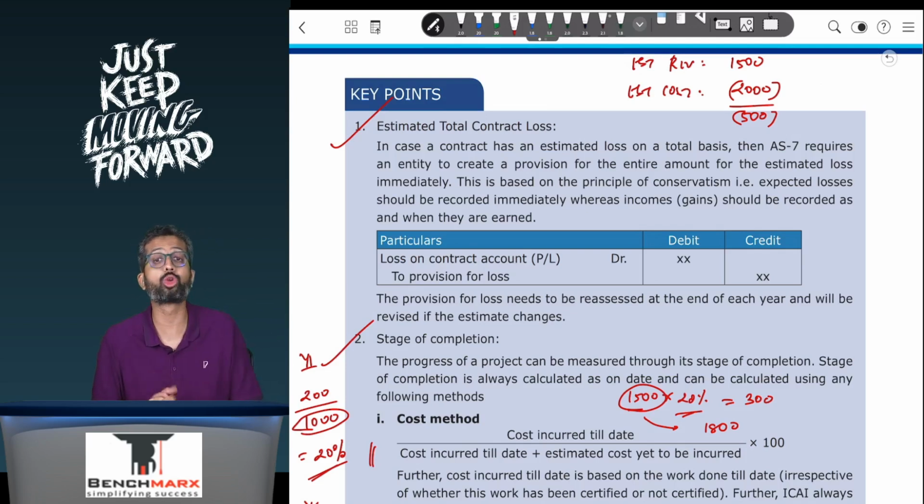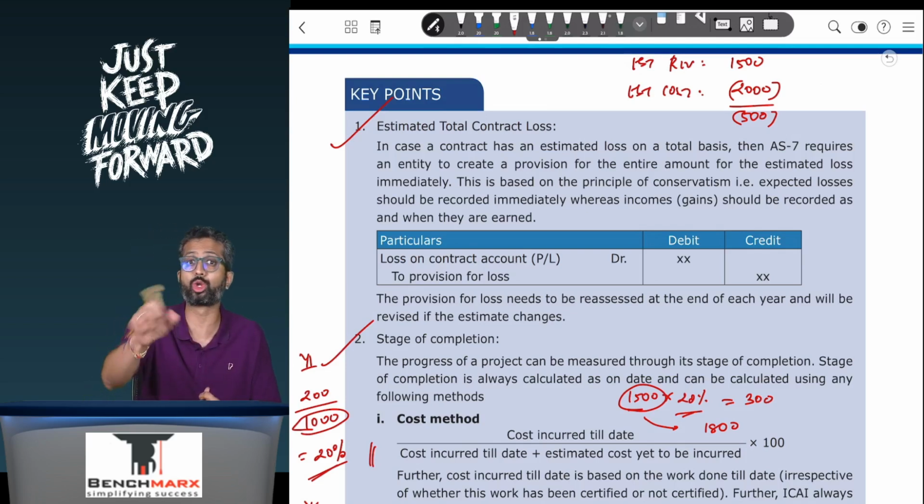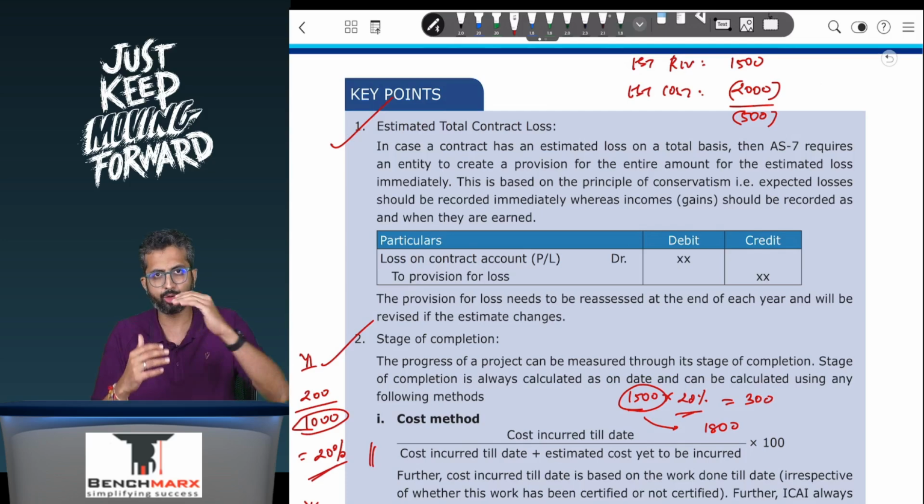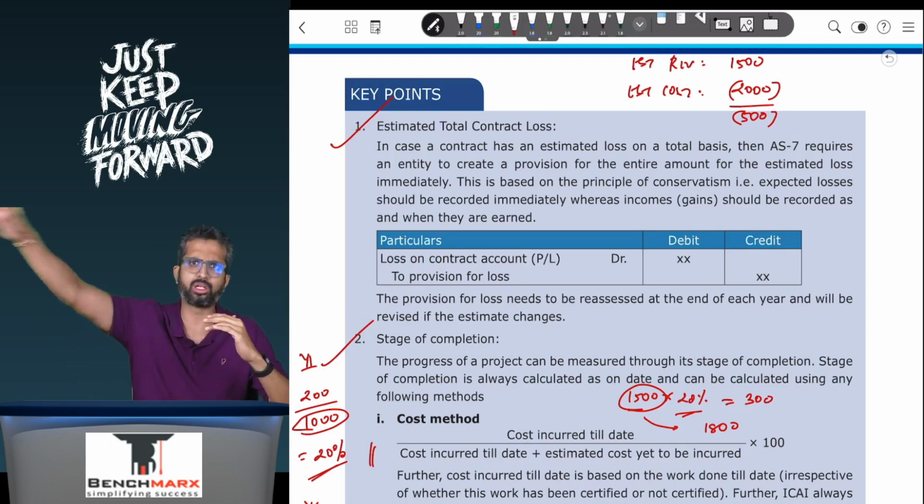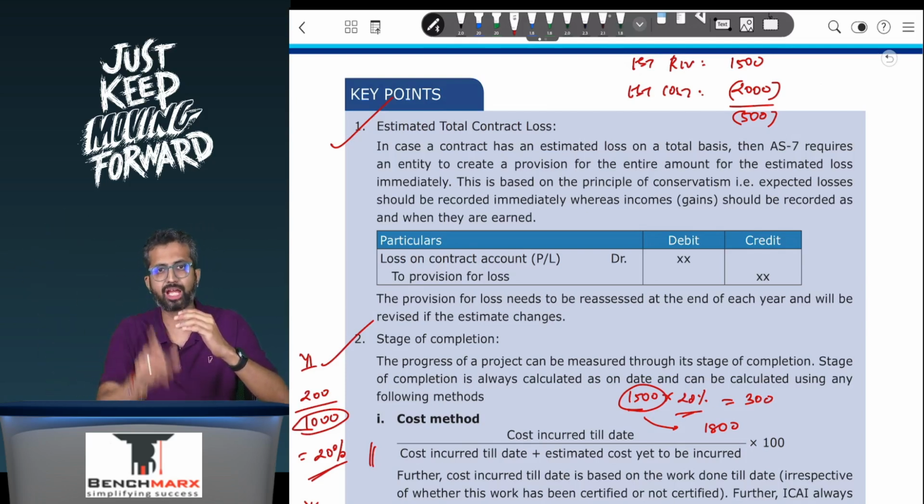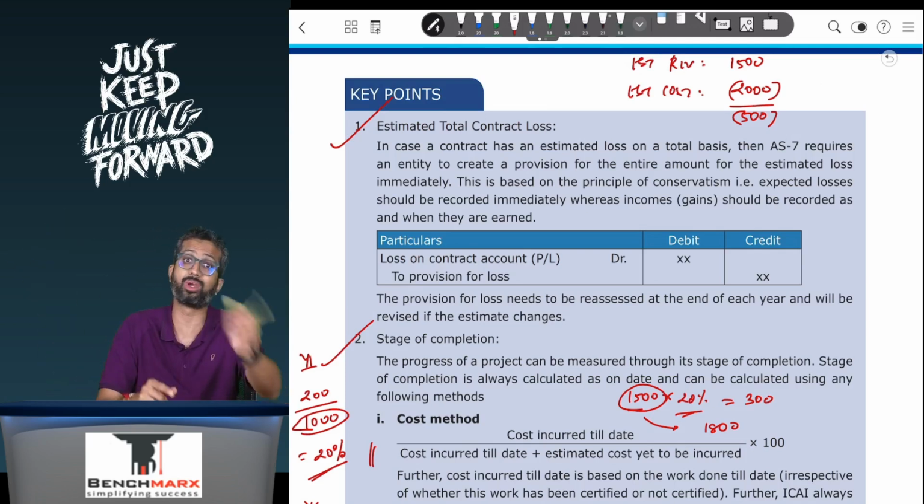For example, when you look at inventory, it is valued at lower of cost or NRV. So, if your inventory is 100 and NRV is 120, you do not recognize a profit of 20 till the time the sale happens. However, if your NRV is 80 rupees, then you will recognize the loss of 20 rupees immediately.